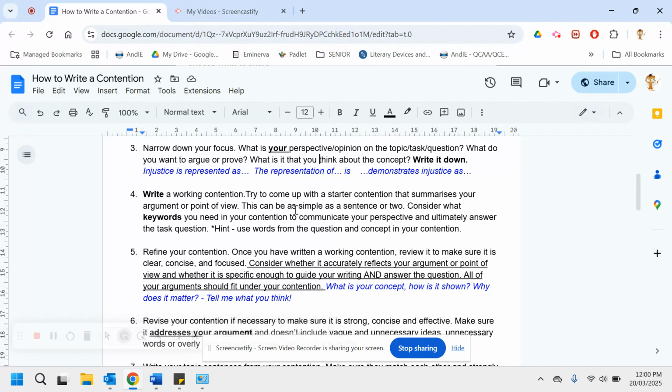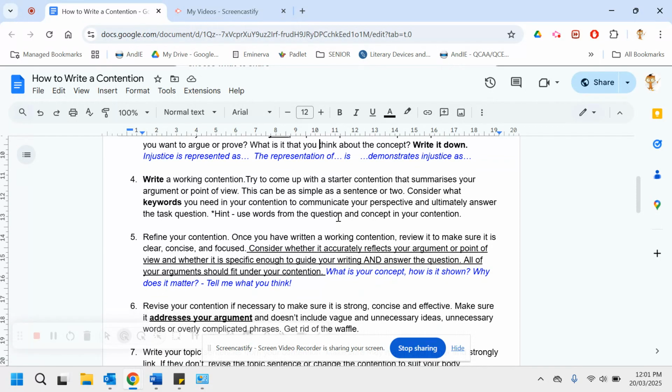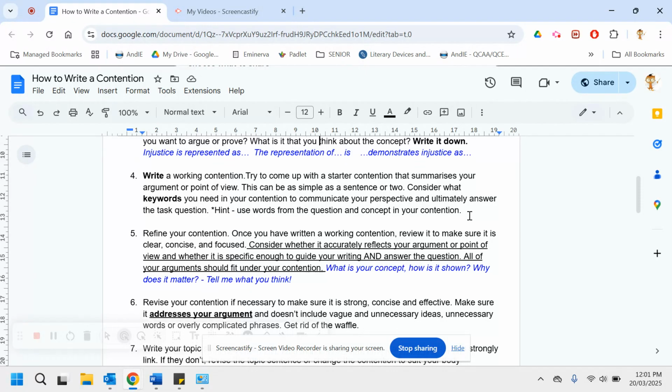If the essay question is asking you to discuss a representation, then you should be using words like representation or demonstrates or is depicted as or is revealed to audiences, those types of things, because it's how something is shown. So any of those sort of keywords that discuss how something is shown, that's what you need to be doing. So write your working contention, use some words from the question, use obviously the word that is your concept. If that's not in a working contention, you definitely need to put it in there.